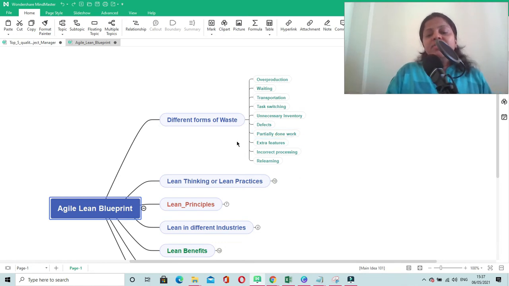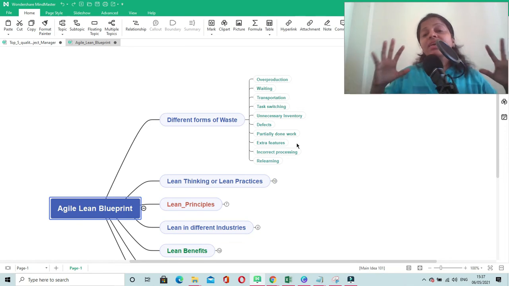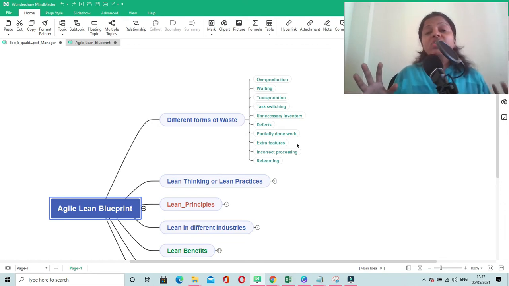The next form of waste is extra features. You should concentrate more on the features that are desired in your product, that are required in your product, and you have to focus on whether your product is able to deliver the required functionality. So the core functionality has to be perfect instead of working on extra features and spending extra effort and time.